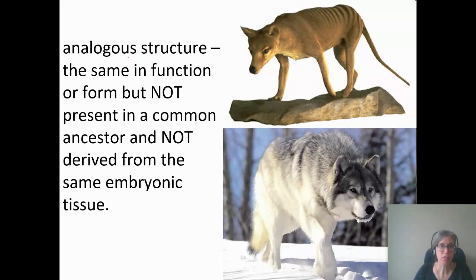So an analogous structure is a structure that has the same function or the same form, they look alike, but they were not present in the common ancestor. So they're not derived from the same embryonic tissue. So for example, actually their whole bodies, but take any part of their body, their tail, their head, whatever, that wasn't present in the common ancestor.